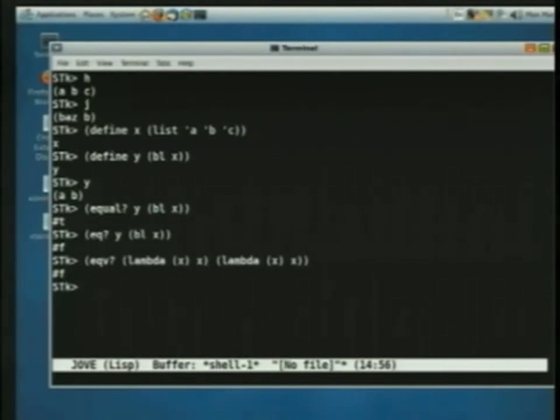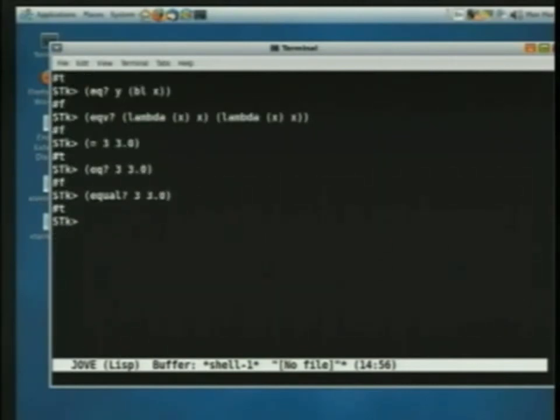The other equality tester is the equal sign. And that one is supposed to be true if the numbers are numerically equal, even if they're represented differently. So we want the integer 3 and the floating point representation 3.0 to be equal, and they are numerically equal. Whereas they're not EQ, and they're probably not even equal. Let's see. Now they are. Okay.